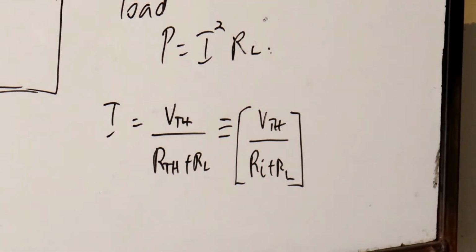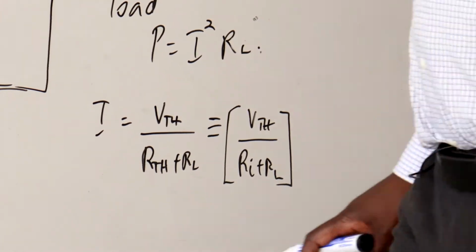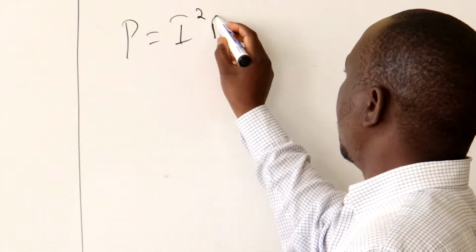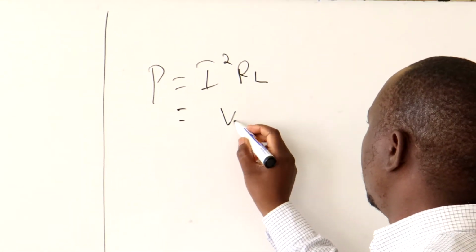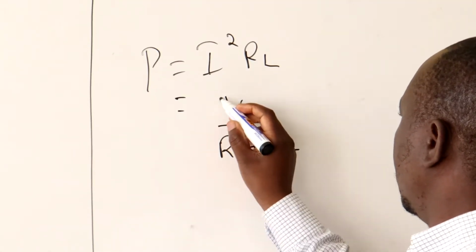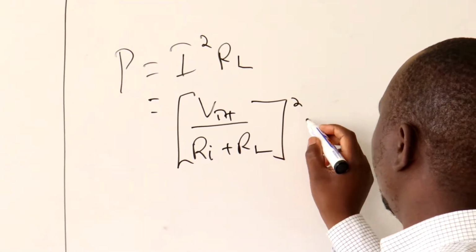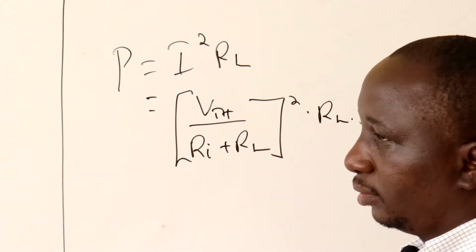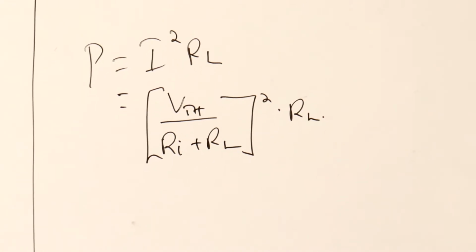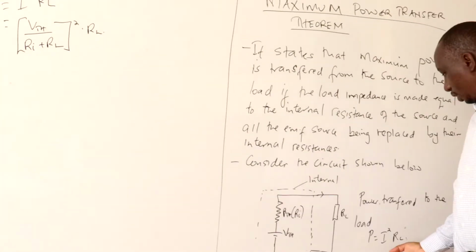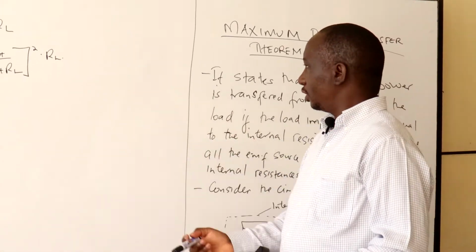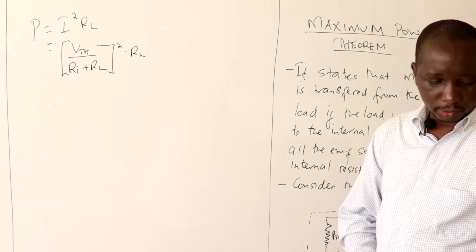So power is given by I squared RL, which is VTH over RI plus RL, all squared, multiplied by RL. Having generated this by replacing the value of current, we shall be able to differentiate it. This is the basic analogy that we're going to be using.